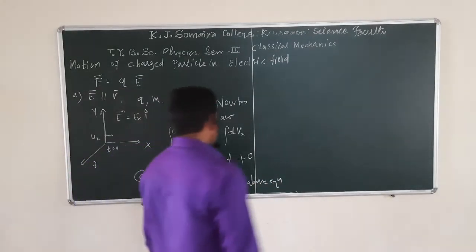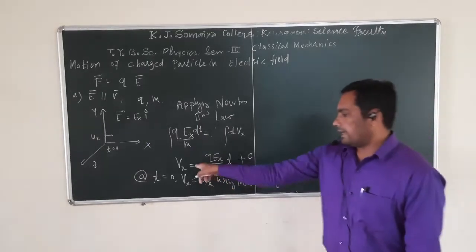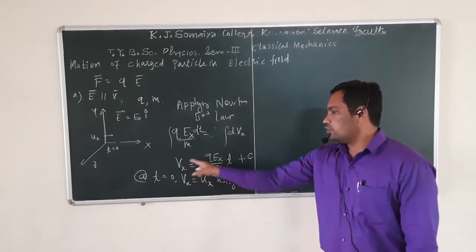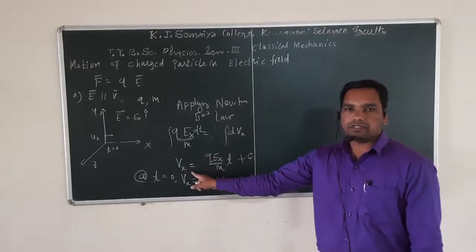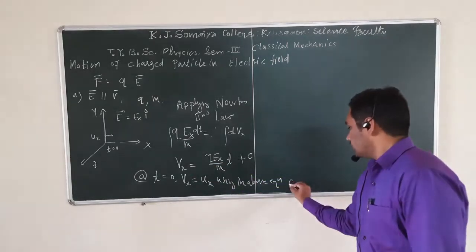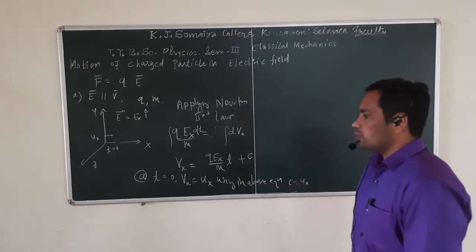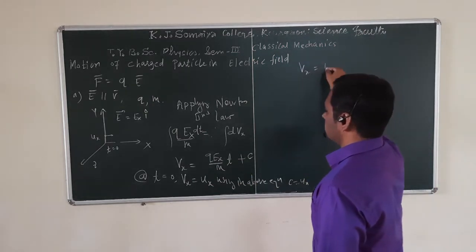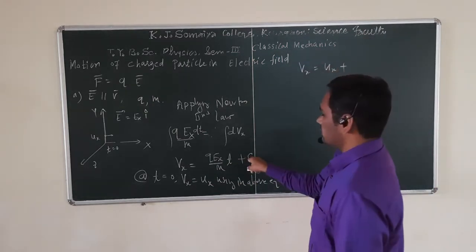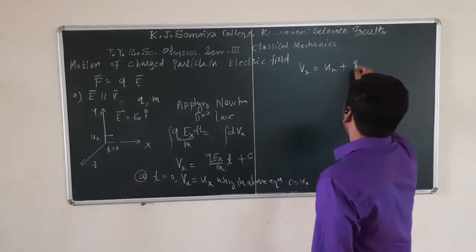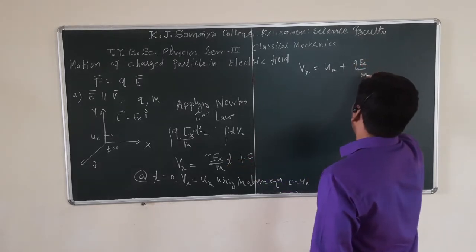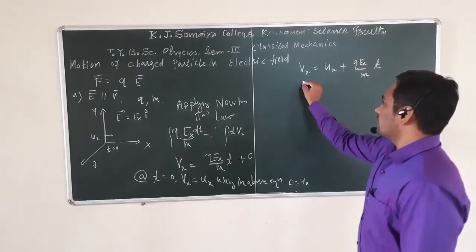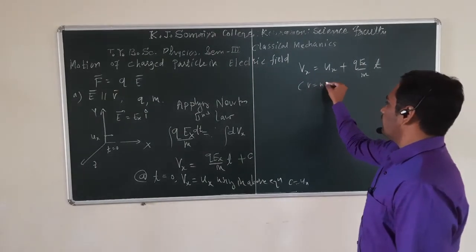we get, see, at t equal to 0, that term becomes 0. So vx is ux, so c directly becomes ux. Okay, so we get c is equal to ux. And now that equation becomes vx is equal to ux, instead of c, plus qEx upon m into t. Now see how that equation is looking: v is equal to u plus at.